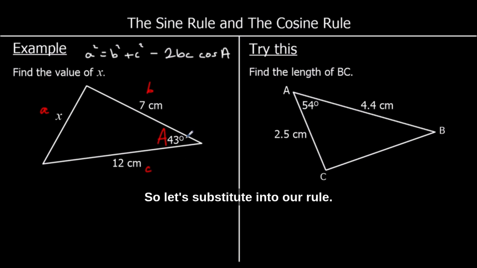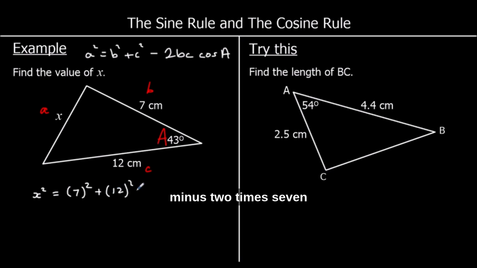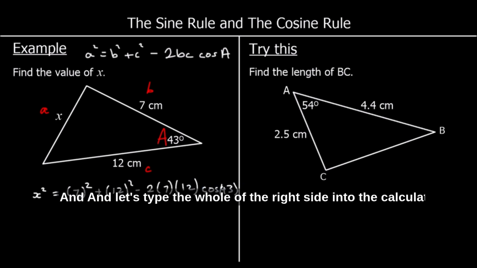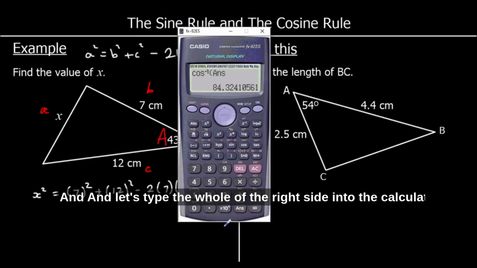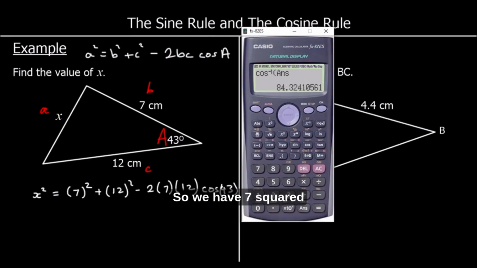So let's substitute into our rule. So we've got x squared equals 7 squared plus 12 squared minus 2 times 7 times 12 cos 43. And let's type the whole of the right side into the calculator. So we have 7 squared plus 12 squared minus 2 times 7 times 12 cos 43.